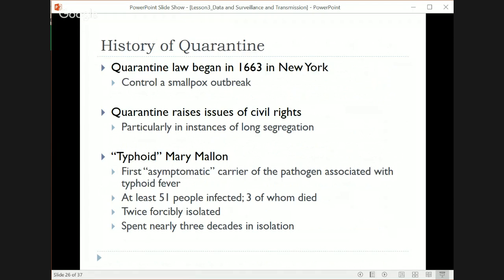She did sort of develop minor celebrity. They would interview her every year. Mary never actually believed that she was an asymptomatic carrier of the pathogen. She wouldn't let them remove her gallbladder. She wouldn't let them take samples. She just felt like she was being held against her will, and she didn't think that, because she wasn't ill, she was causing all this illness.